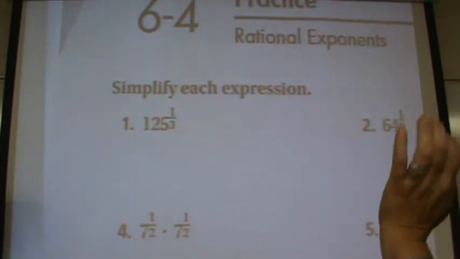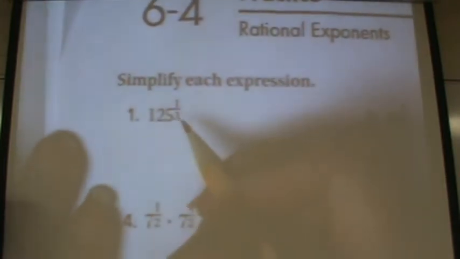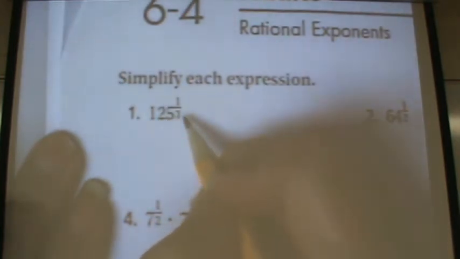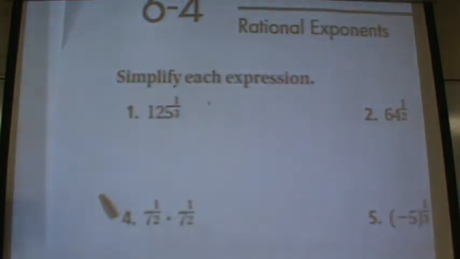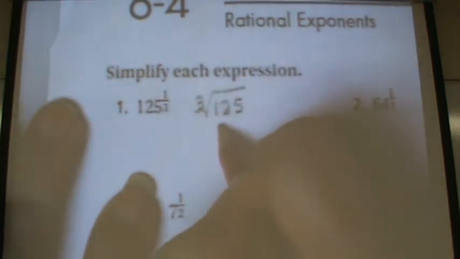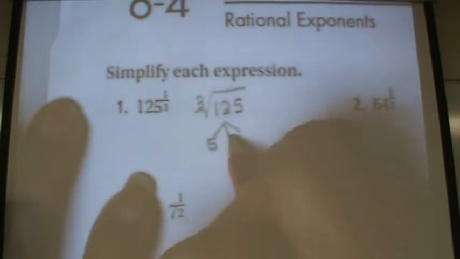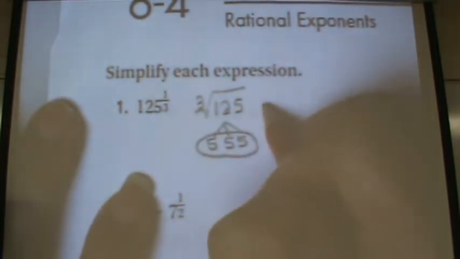Okay, here's 6.4. That worksheet has to be done. Start with number 1. This is saying 125 to the 1/3 power. If you rewrite this, oh, my pencil just died. This is the cube root of 125. So we're looking for 3 of a kind. And 125 is 5 times 5 times 5. So the cube root, we're looking for 3 of a kind, so it's 5.